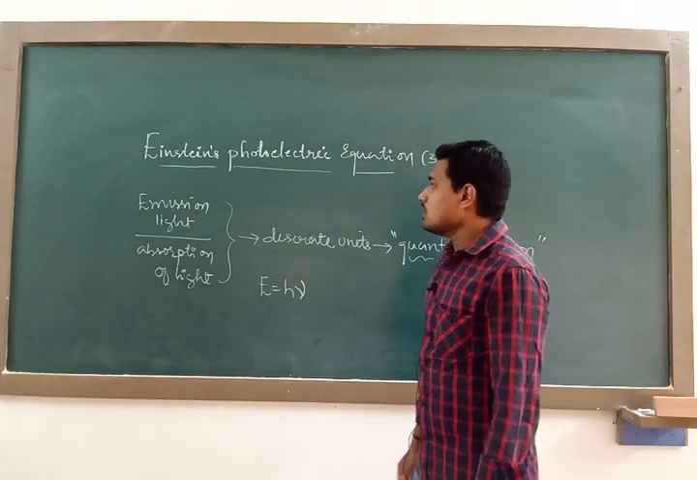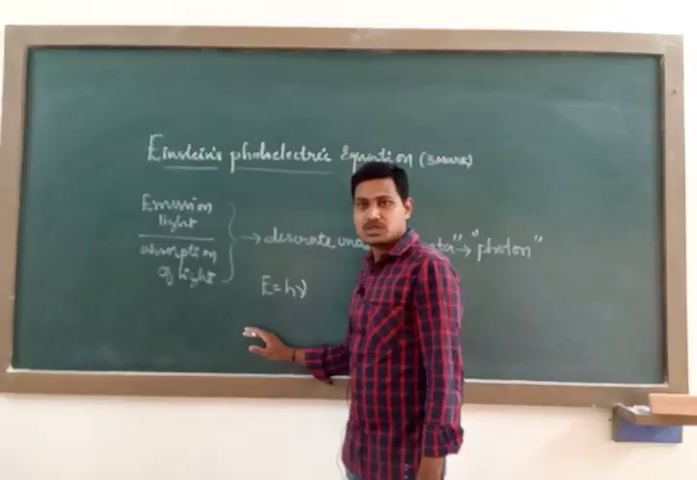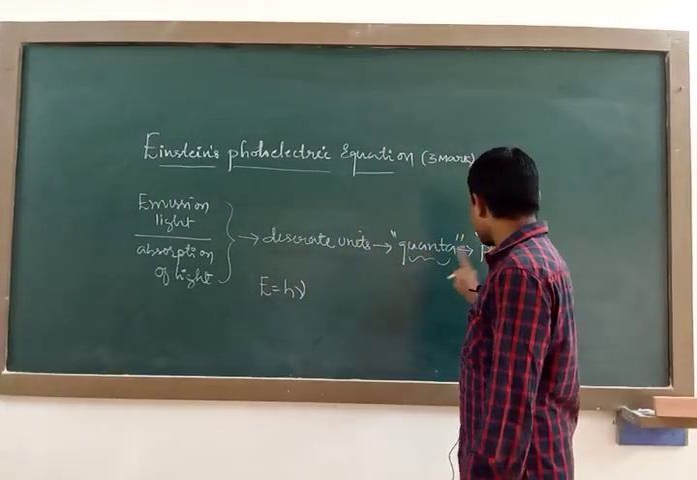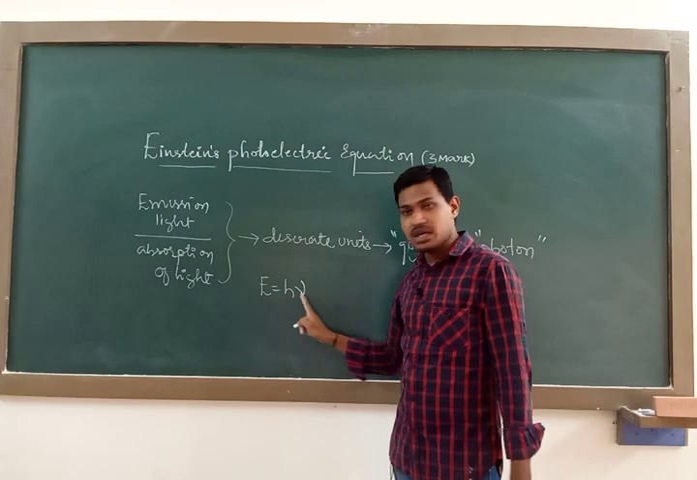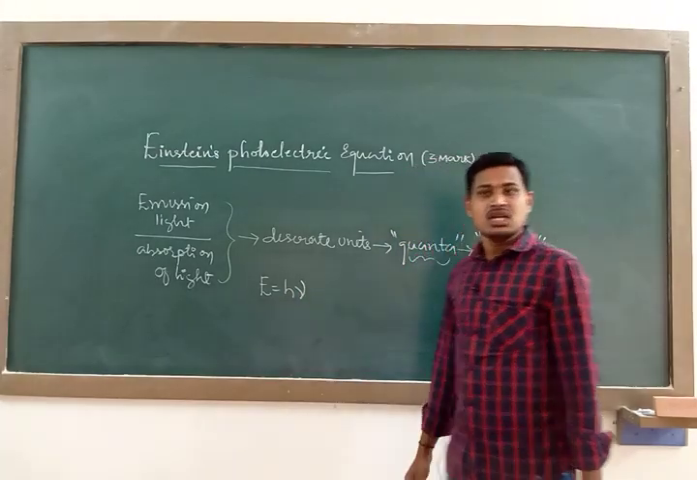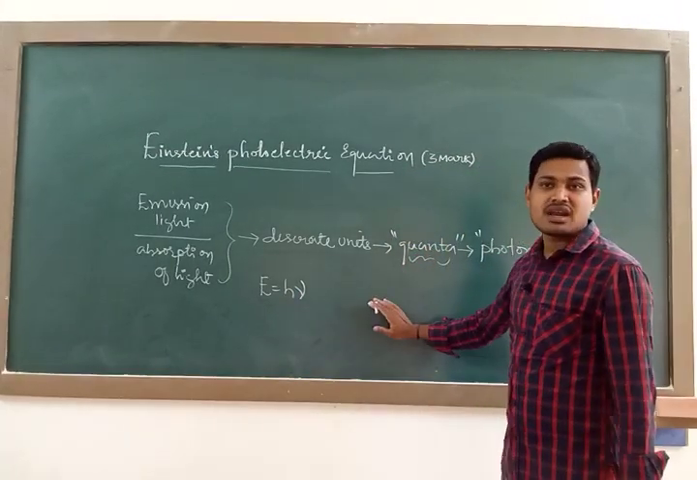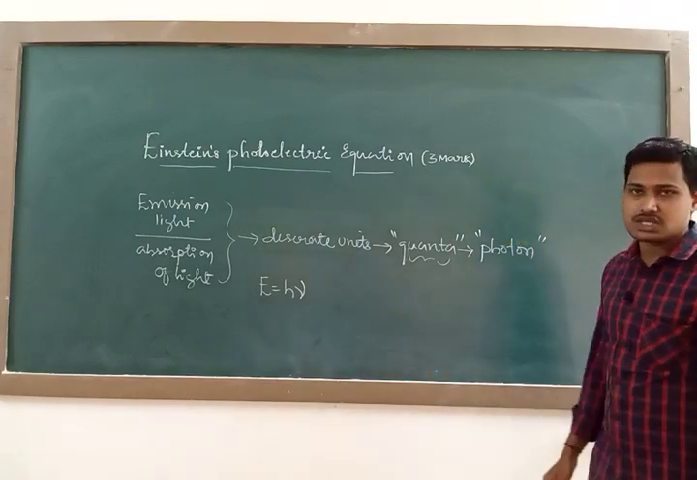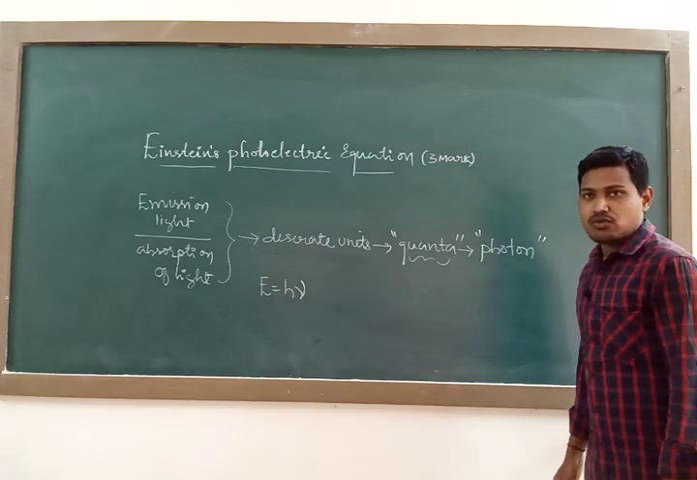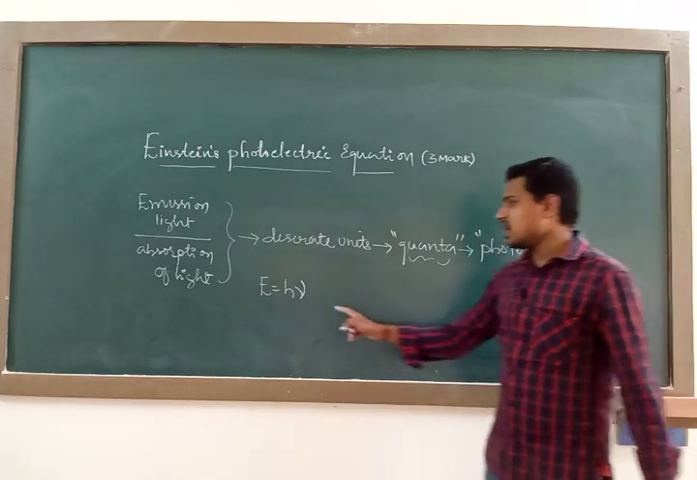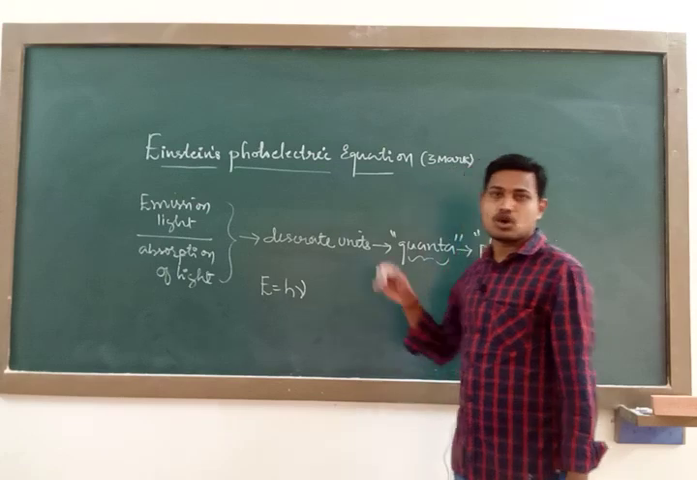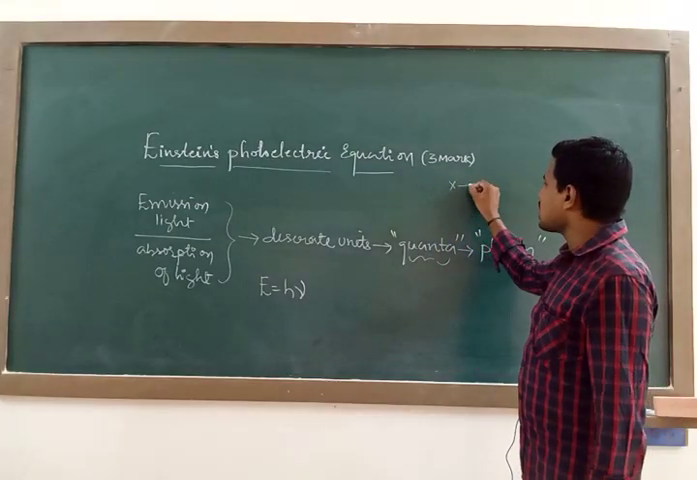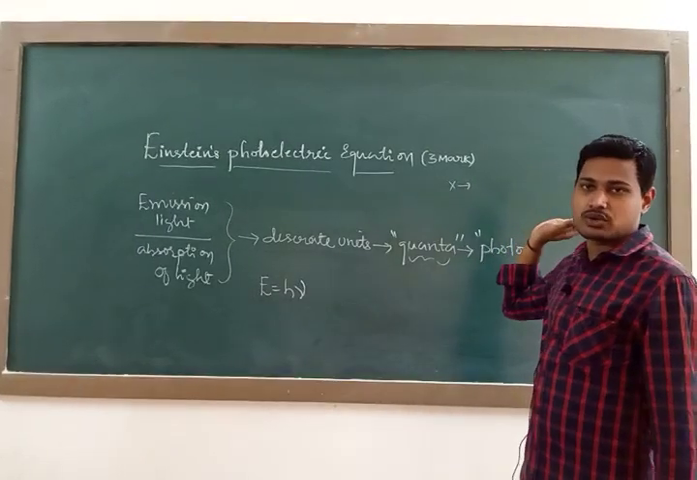So remember, whether the emission or absorption of light takes place in the form of discrete units known as quanta or photons, the energy will be E equals h nu. Suppose you incident a radiation on a metallic surface in order to study the photoelectric effect. If the frequency of the radiation, or the frequency of the photon, is below a certain particular value, then no emission of photoelectrons takes place.